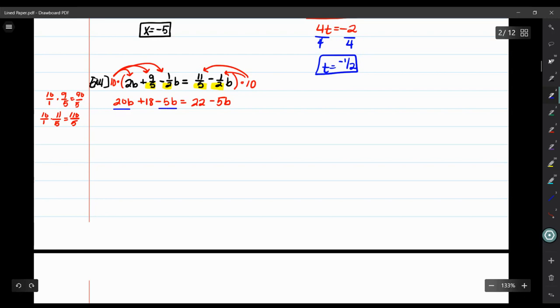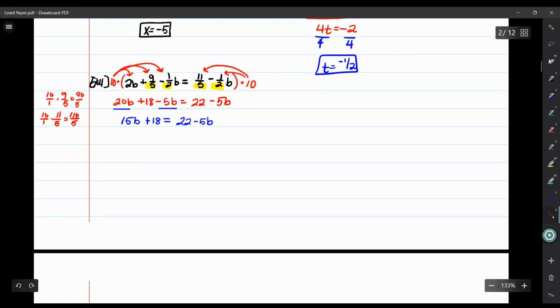20b and negative 5b are like terms. So we end up with 15b plus 18, because 18 does not have a like term. And then on the right, 22 and negative 5b also do not have like terms, so we're going to drop them down. The next step is to get your variables to one side.